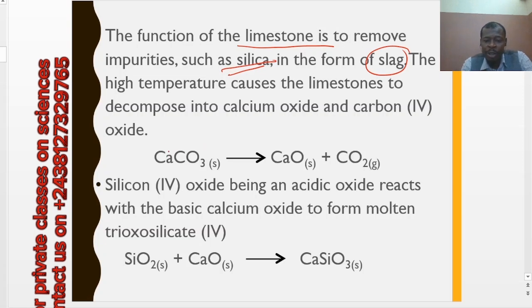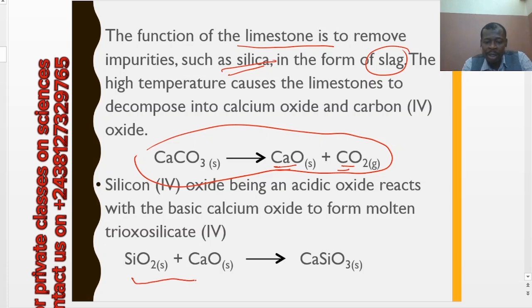So this illustration is summarized in this equation. The limestone breaks down as a result of heat to form calcium oxide and CO2. The calcium oxide then reacts with the silica, which is the sand, to form a slag. The slag here is calcium silicate, CaSiO3. Now the silicon 4 oxide, being an acidic oxide, reacts with the basic calcium oxide to form the molten calcium silicate, which summarizes the basic processes required in the extraction.